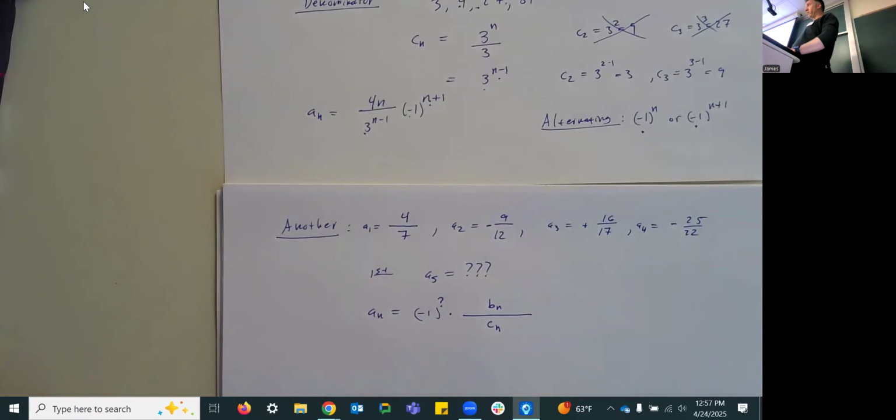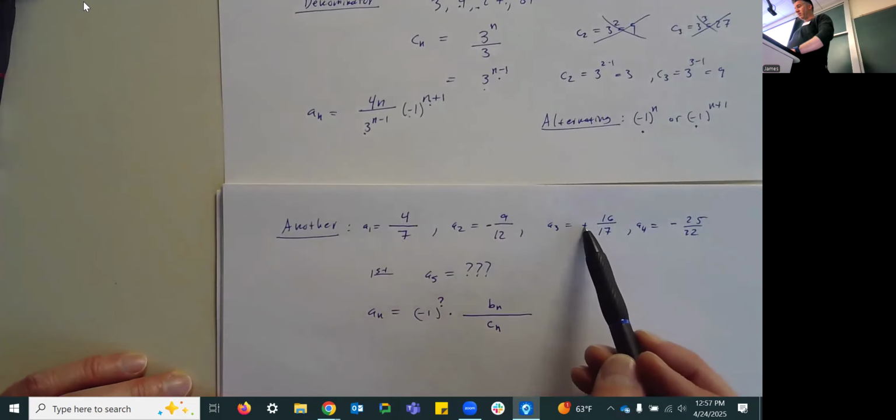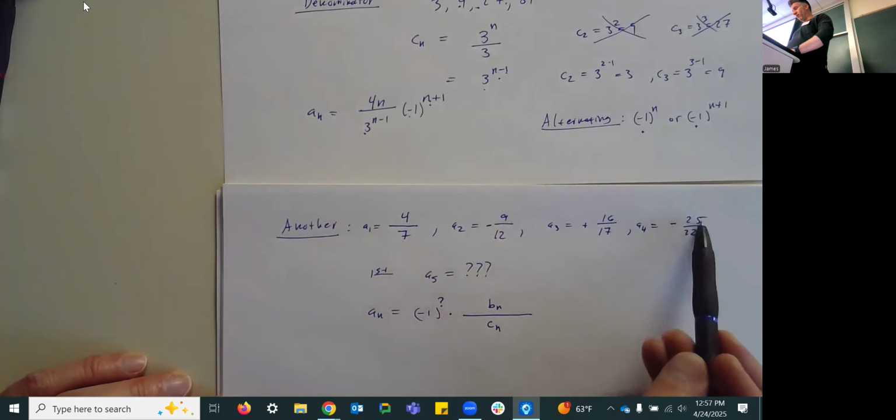And just to make sure everyone can see this, that's a 4 over 7. That's a negative 9 over 12. That's a positive 16 over 17. The negative 25 over 22.